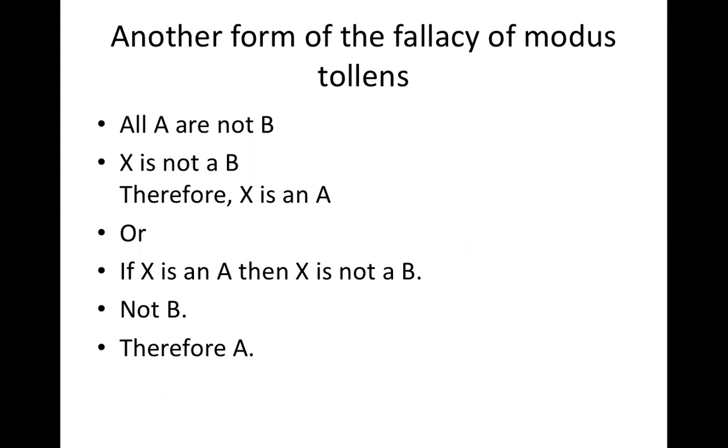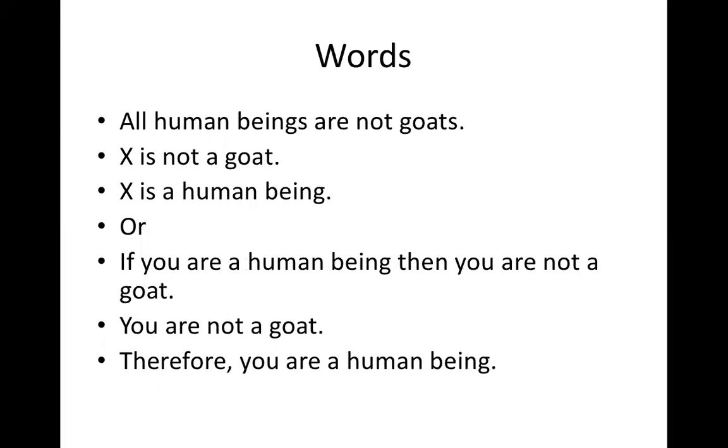Now let's put it in words. All human beings are not goats. X is not a goat. Therefore, X is a human being. So we said this is an argument that affirms the consequent rather than denies the consequent. If it affirms the consequent, it means the argument is invalid. So can someone explain why this argument is invalid, by looking properly at the argument?